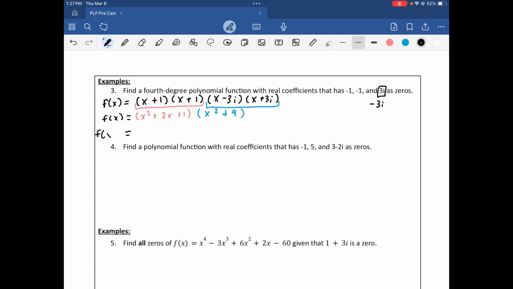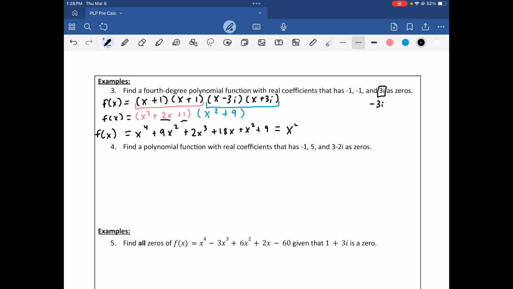And then one more time, FOIL this out, or box method again, whichever one you prefer. So we're going to take our first times our first. This one's not as straightforward. So that's x to the 4th plus 9x squared. And then my second term times my first term, plus 2x cubed plus 18x. And then my last term, plus x squared plus 9.